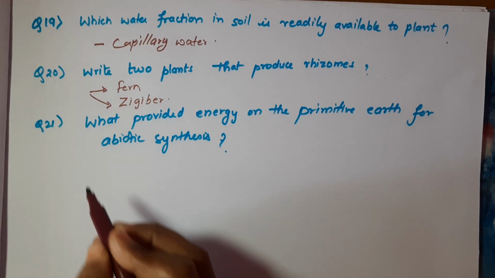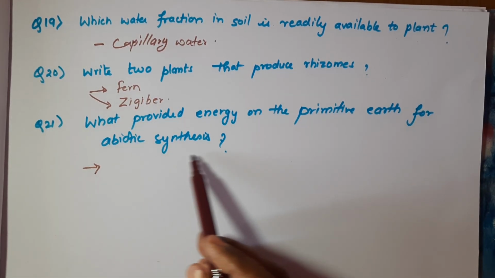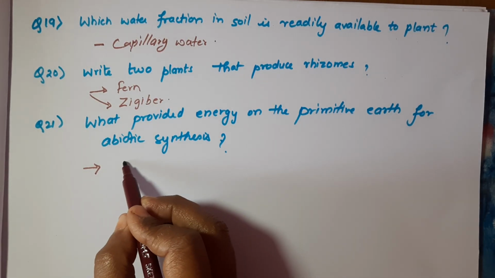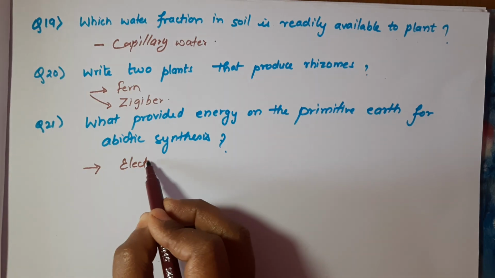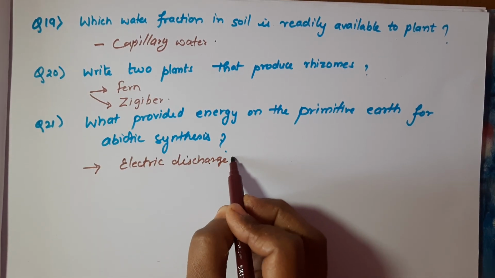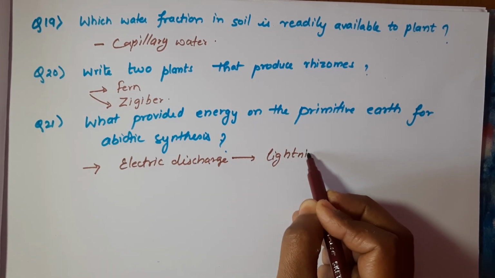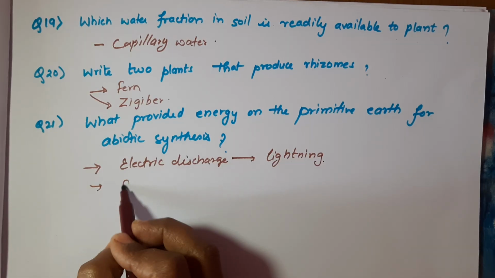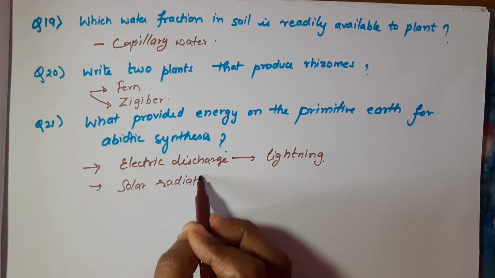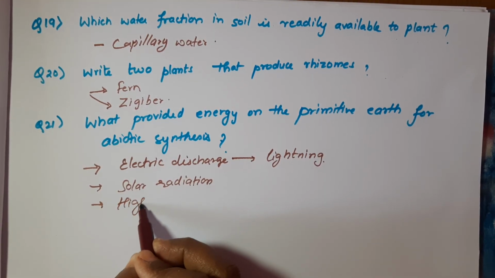The last question in this video is, what provided energy on the primitive earth for abiotic synthesis? I will write it in three points. The first is electric discharge, which happens through lightning. Then solar radiation will also provide the energy, and the third is high energy radiations.